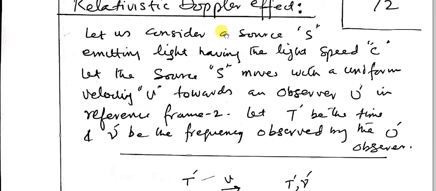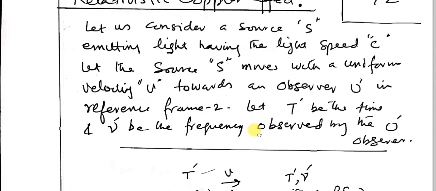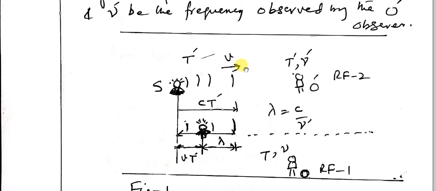Now let us consider a source S emitting light having the light speed c. Let the source S move with a uniform velocity v towards an observer O prime in reference frame 2. Let t prime be the time and nu prime be the frequency observed by the observer O prime, which is called the observer in the moving frame. These are the two observers.